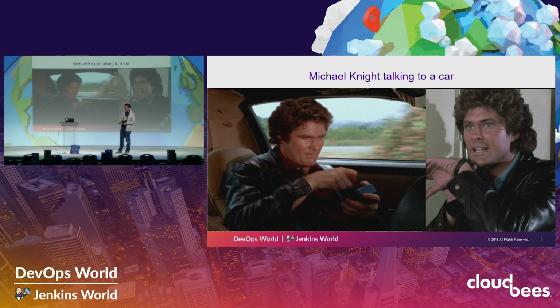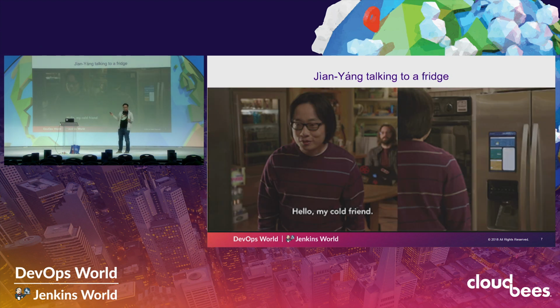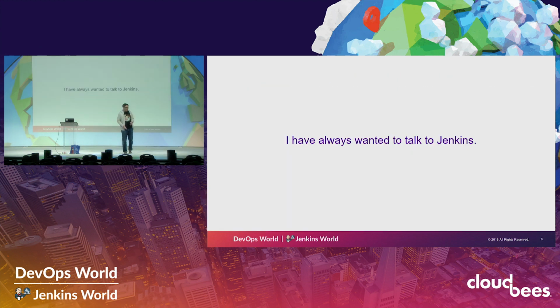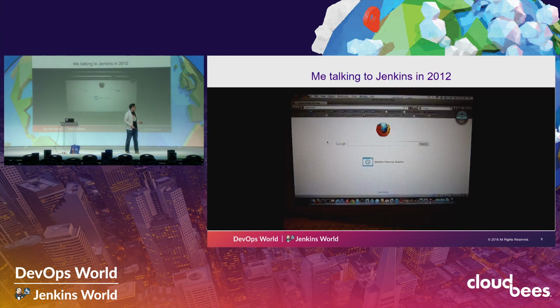And last but not least, for the younger generation, Silicon Valley, Jian-Yang talking to a fridge. This is when he bought a smart fridge, and Gilfoyle actually hacked the fridge. So humans have always wanted to talk to machines, to a spacecraft, to a car, to a fridge. And I have always wanted to talk to Jenkins. So here's a sneak peek of how I tried to do it in 2012. 2012 was way before the era of voice assistants, right?